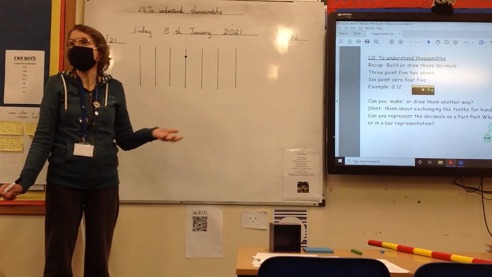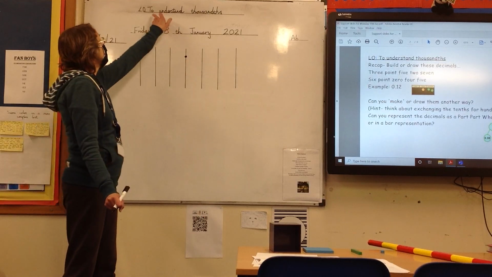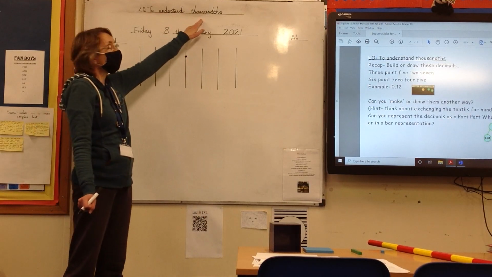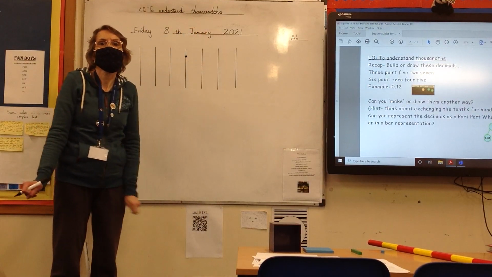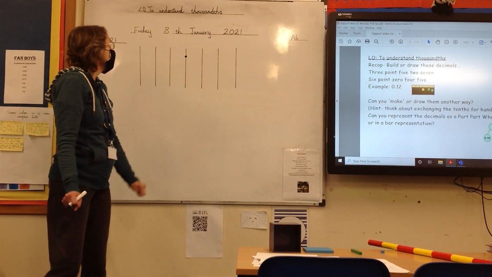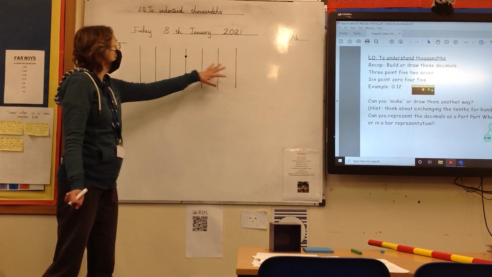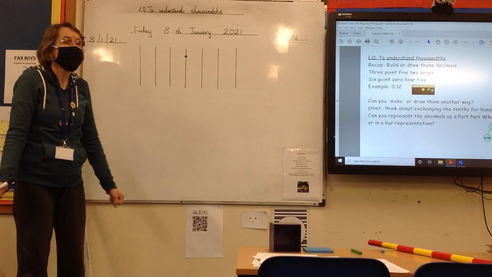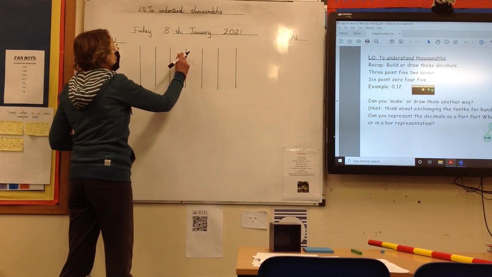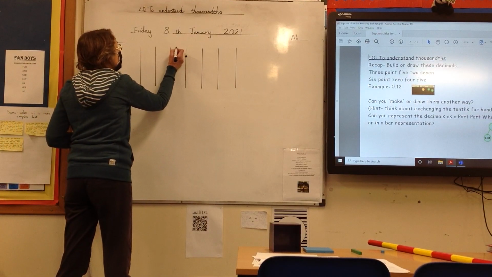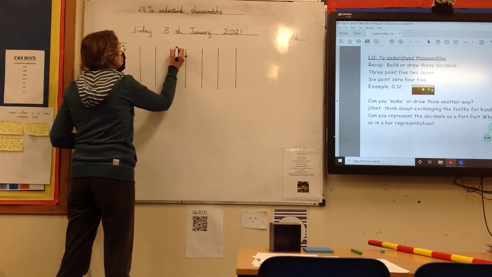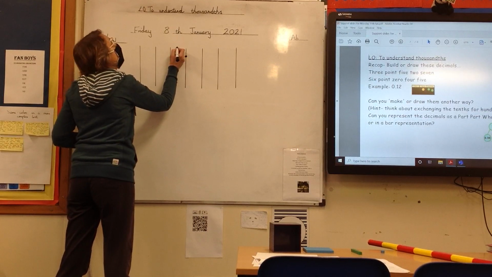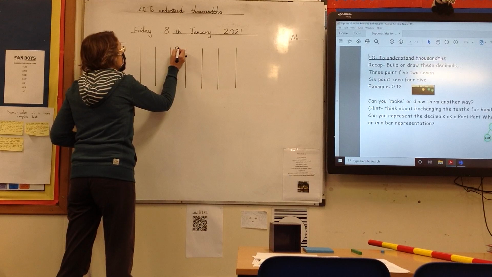Going to just talk about decimals again, and we're going to particularly look at thousands and understand what thousands are. So I've drawn a little quick place value chart on the board. If that is the decimal point, what's this column stand for? Can everybody just shout it out? Units. Ones or units, yeah.